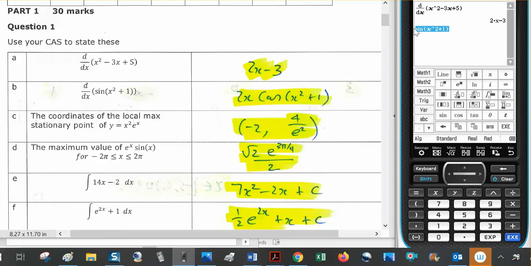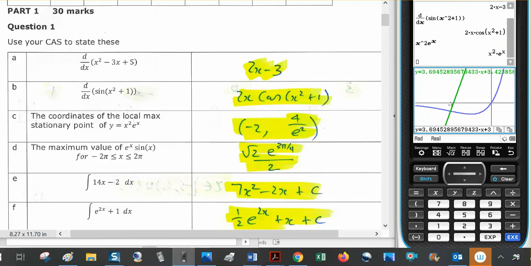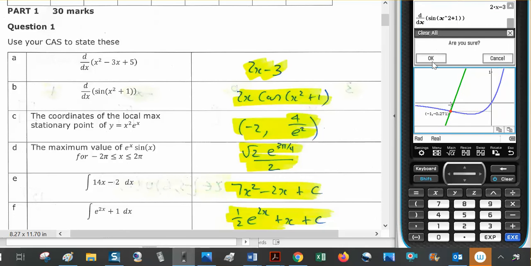And I'm just going to select it, math 2 derivative with respect to x. And there's that derivative. The third one is the local maximum stationary point. I'd like to have a look at it. E to the x, not fractions. E to the x. Okay, open up a graphing window, edit, clear all that out.